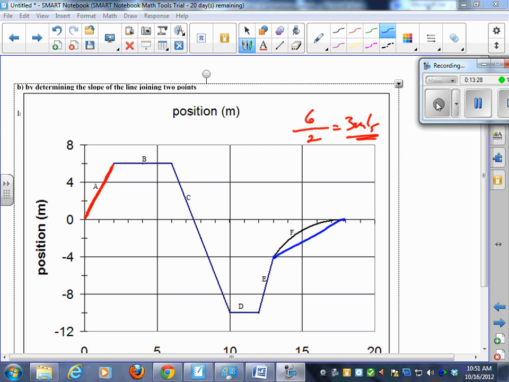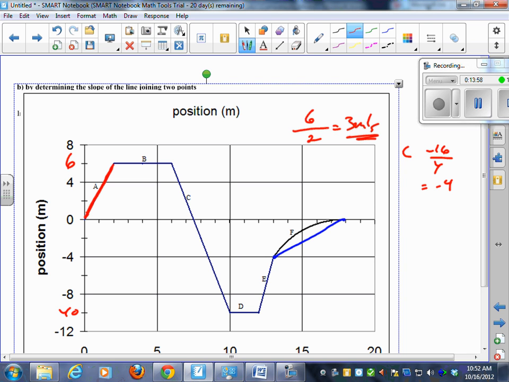Well, I hope you didn't do too much calculations for B, because B is clearly 0. It's flat. Let's see. For C, it starts here at 6 and goes way down to minus 10. So it goes down minus 16 and over 1, 2, 3, 4. So you should have got minus 4. Did you get minus 4?